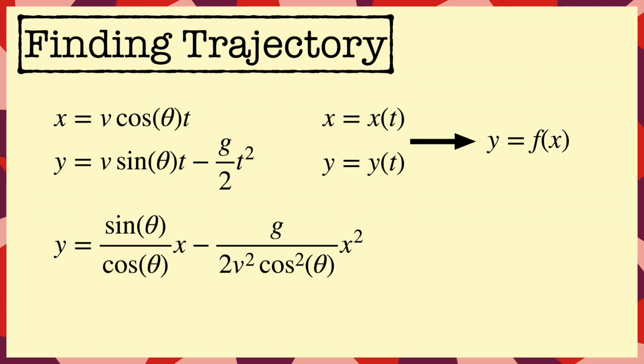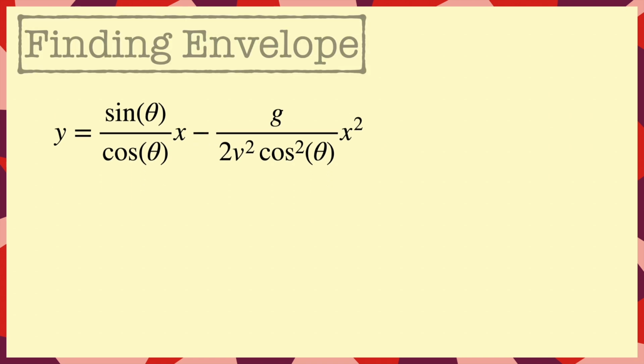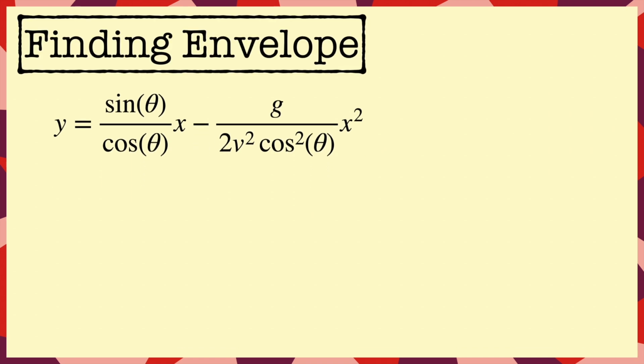Okay then, so we know the equation of one trajectory. How do we go about finding the equation of the envelope? Well, in this case, the envelope is the maximum y value reached by any trajectory for a given value of x. And to find that maximum, we do what we normally do, differentiate.